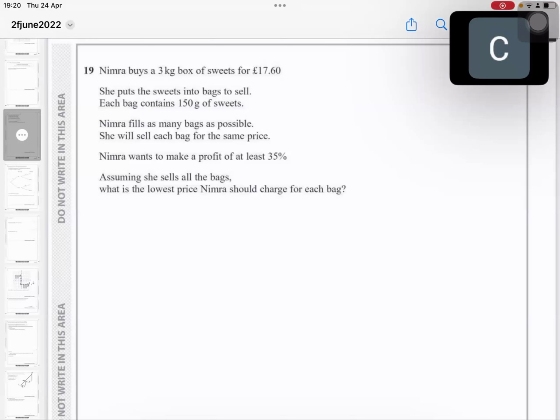Okay. It says Nimra fills as many bags as possible. She will sell each bag for the same price, and she wants to make a profit of at least 35%. Wow. Okay. Assuming she sells all the bags, what's the lowest price Nimra should charge for each bag?